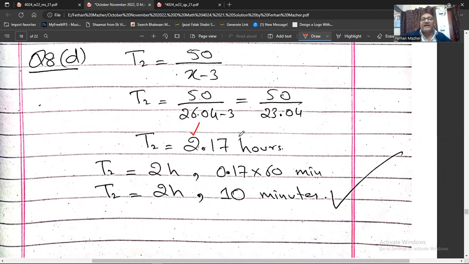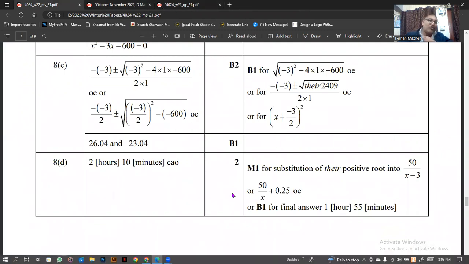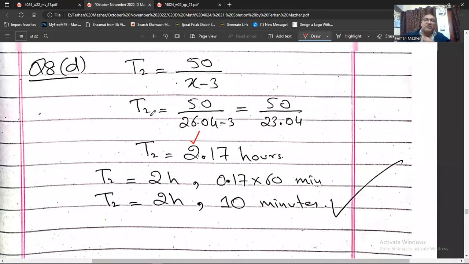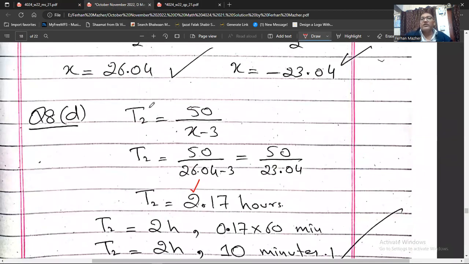So 0.17 multiplied by 60 will give you the minutes. That gives you 10. So we have 2 hours and 10 minutes. So Marco takes 2 hours and 10 minutes. 2 hours and 10 minutes is the right answer, sir. And I hope you have understood this solution. So this is the solution of question number 8, part D.